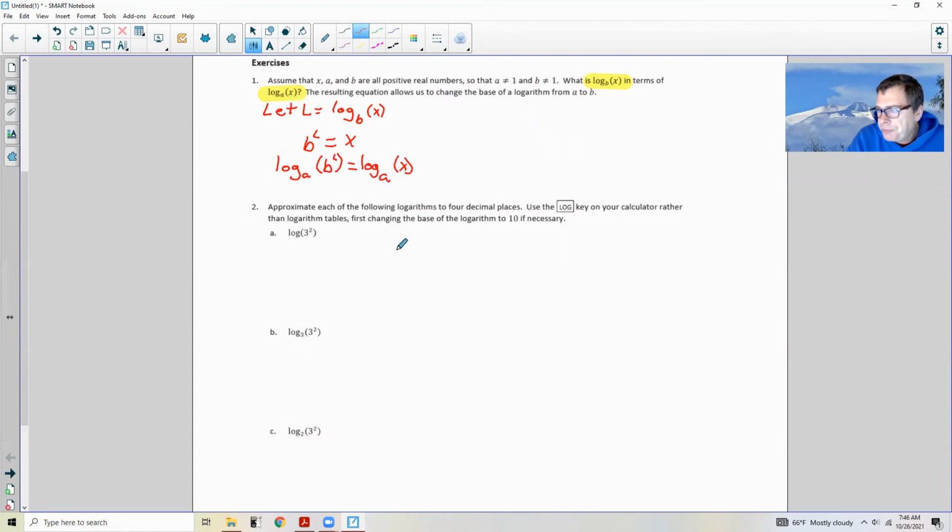Now we're going to start using the rules that we learned in the last lesson or two, and the L will go out in front. So now I'm going to move this up here. So this power becomes the leading coefficient. So it's L times the log base a of b equals the log base a of x. Now, if we are trying to solve for L, then we're going to divide both sides by log base a of b.